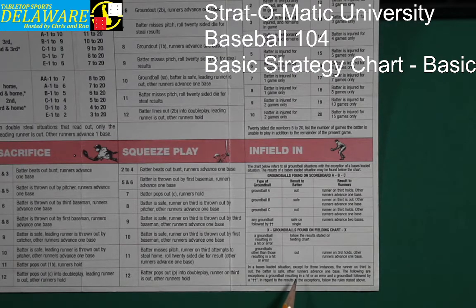For bases loaded situations, except for 3 instances, the runner on third is out, the batter is safe, other runners advance 1 base. The following are the exceptions to that rule. So in bases loaded, runner on third is out, batter safe, everyone else advances a base except a ground ball resulting in a hit or an error, and a ground ball followed by the 2 crosses or the 2 pluses where it squirts through for a single. In regard to the results of the exceptions, follow the rules stated above. That is how you use the Infield In chart.